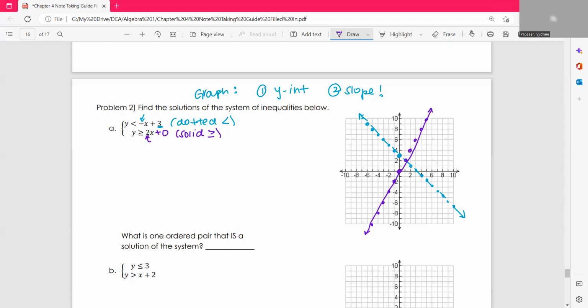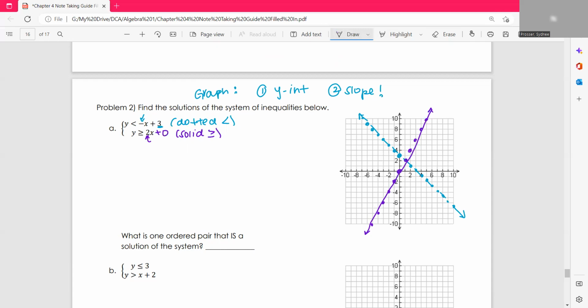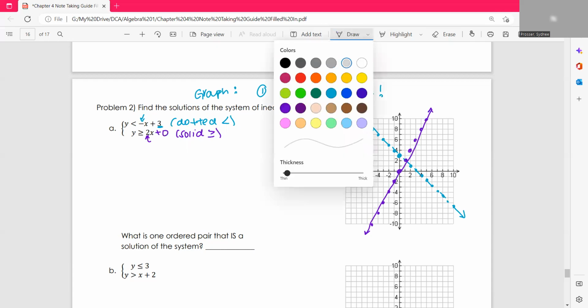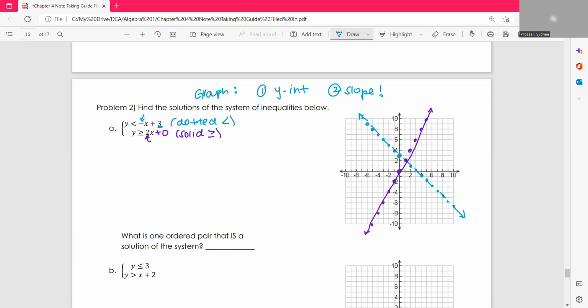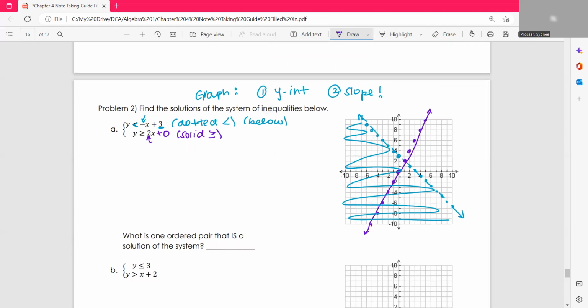Okay, now we have to do some shading. And really, I probably should have shaded this a little bit earlier, before I did the second line. But for the one that's light blue, let's go back to this light blue one. Y is less than, so if it's less than, we shade below. So I find this blue line and I'm going to shade below it. And then we're going to do our purple one. It's y is greater than, so if it's greater than, we're going to shade above. So I find the purple line and above it is over here.